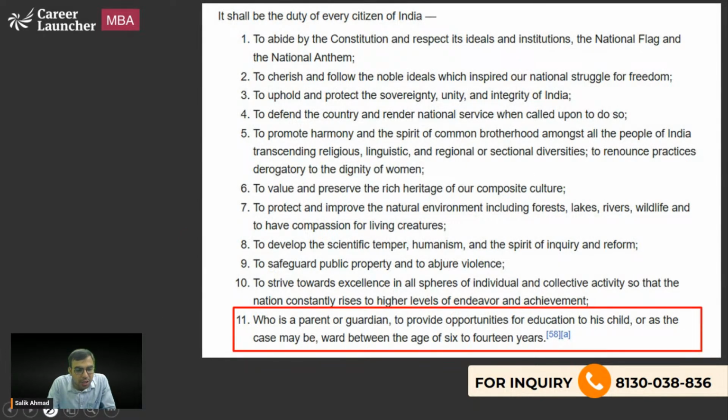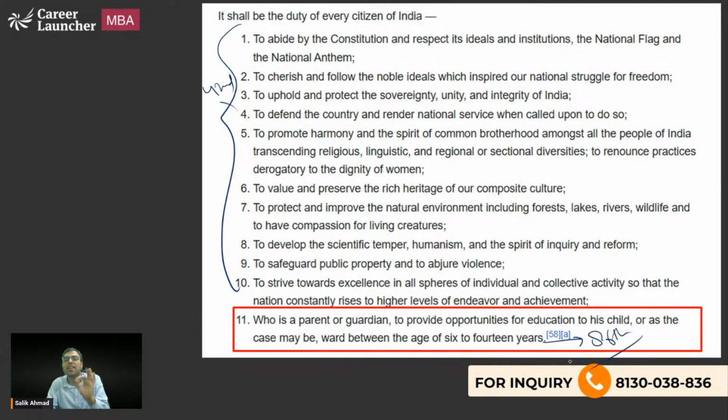Okay? So you can see that 10 fundamental duties were added by the 42nd Amendment, and the last one was added by the 86th Amendment. So now currently we are having 11 fundamental duties. Okay? This you should be knowing about. So these are the duties of every citizen of India.